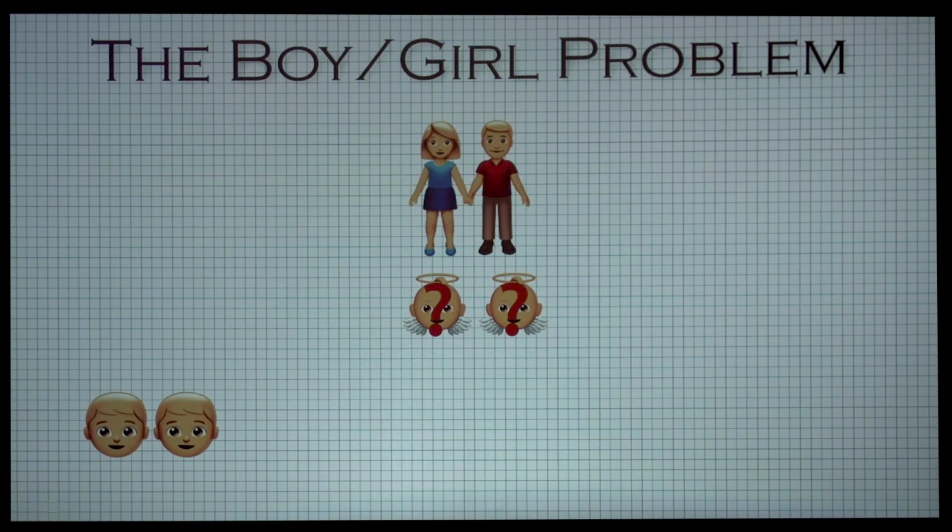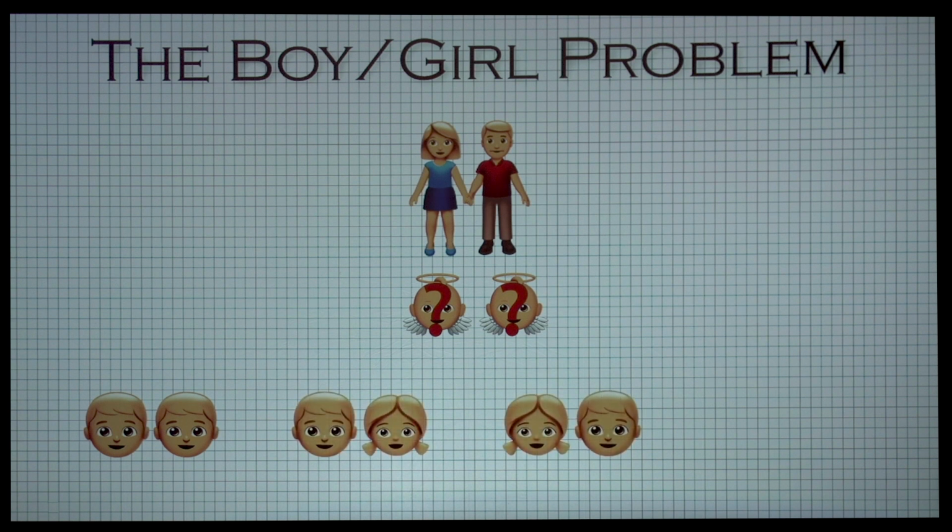I have 2 children. And you don't know at that point what they are, do you? So what are the possibilities for 2 children? Good. Okay. So there's 4 total possibilities.